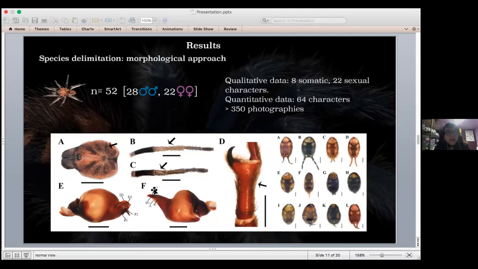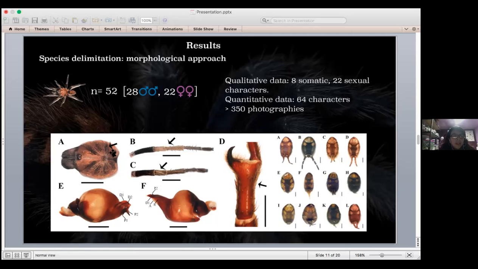For the morphological approach, at the end we only revised 52 specimens because many of them were juveniles or subadults, and 28 of them were males and 22 of them were females. And we found that some qualitative data were important to separate these morphospecies. We found 8 somatic and 22 sexual characters that could help us to separate these morphospecies. And also we obtained 64 quantitative characters, and we took more than 350 photographs. So these are some of the characters that could help us to separate the morphospecies in the Davus pentaloris species complex.